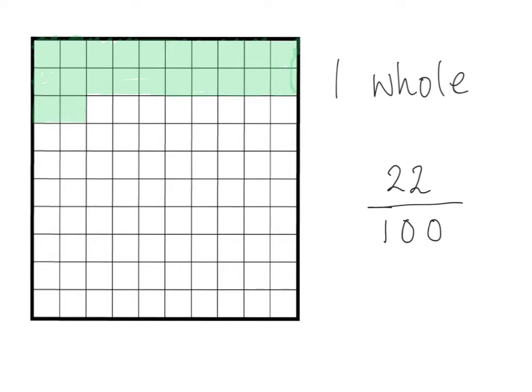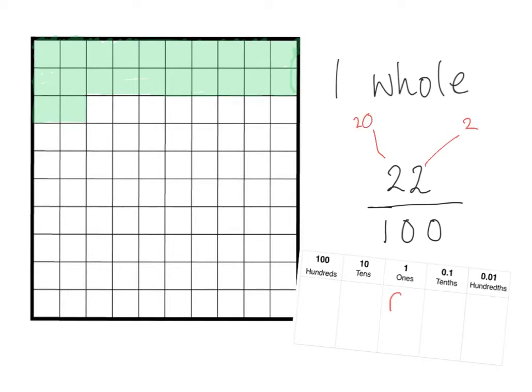Let's have a look at what this would be as a decimal. And here we can see we've got 2 tens, our 20, and there is our 2. So here we've got 0 ones, because we haven't got one whole 100 square coloured in. Decimal point, 2 tenths and 2 hundredths. So 22 hundredths as a decimal is 0.22. Let's have a look at another example.